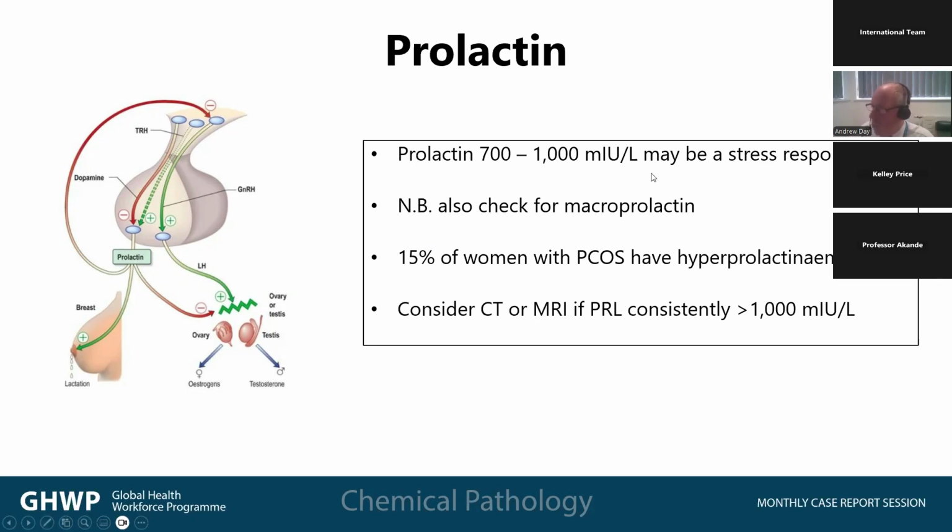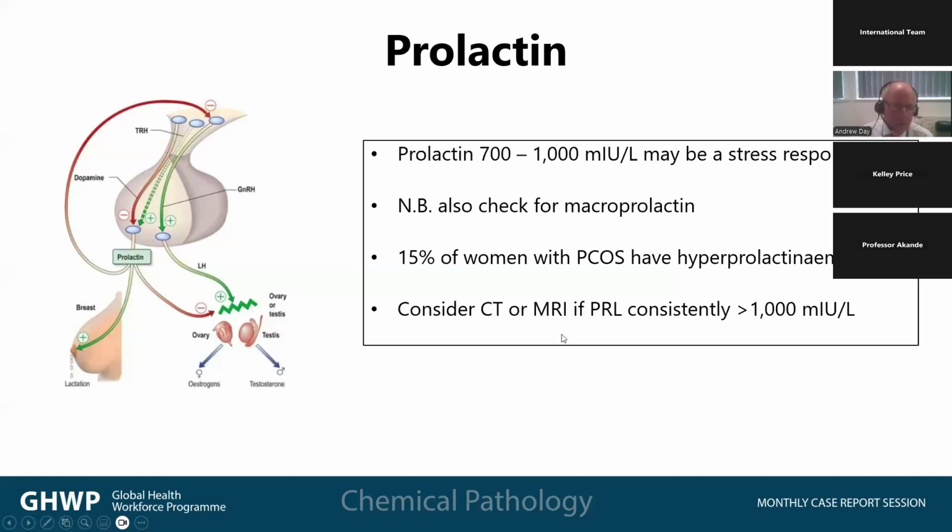Don't forget that a small rise in prolactin is much more likely to be a stress response. It should be repeated. We always check for macroprolactin in any patient with a raised prolactin. So we're looking for those large macromolecular aggregates that occur in some patients that impair prolactin clearance, but are not necessarily bioactive and don't reflect increased prolactin production. As we said, about 15% of women with PCOS have hyperprolactinemia.